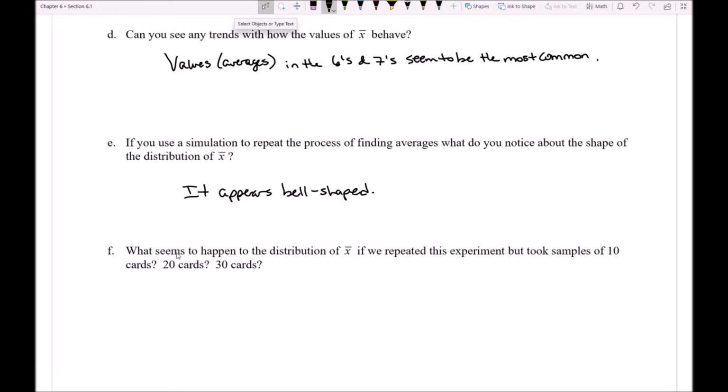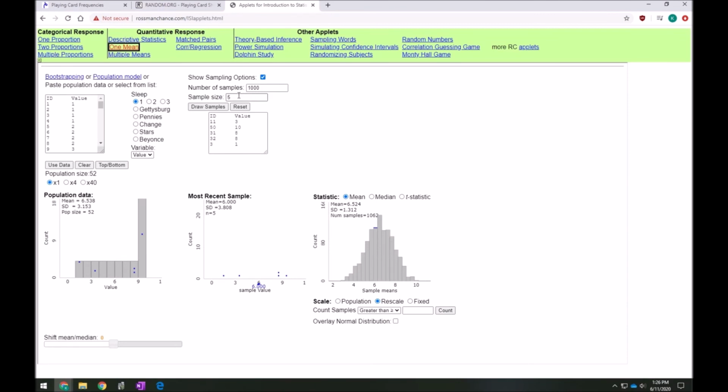into part F. What seems to happen to the distribution of X bars if we repeated the experiment, but instead of only taking 5 cards out of the deck, what if we did 10 cards? Okay, well, let's see. I'm going to go here and do sample sizes of 10. And if I draw samples again and do this a whole bunch of different times, I can still see that values in about the 6 to 7 range are very common. I still get something bell-shaped. And actually, if I look over here, don't my averages still almost line up? And notice my standard deviation got even smaller.